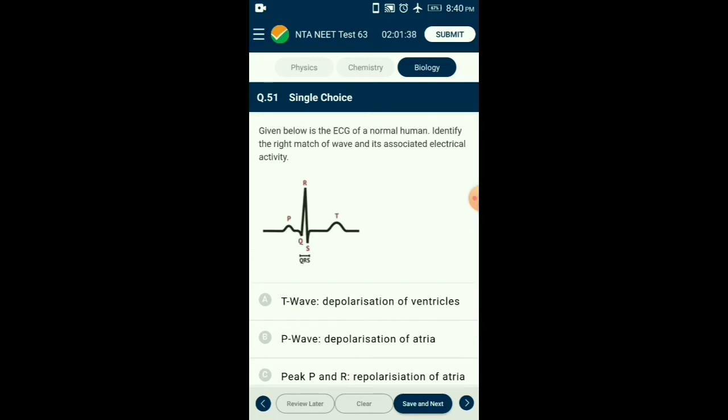Question number 51. Given below is an ECG of a normal human. Identify the right match of wave and its associated electrical activity.